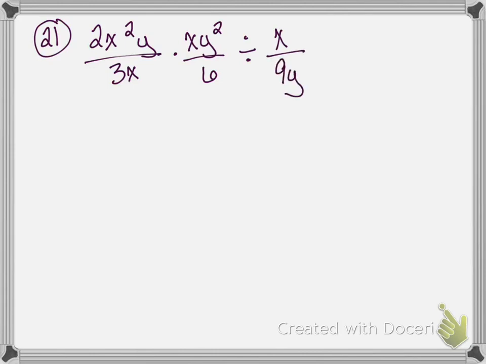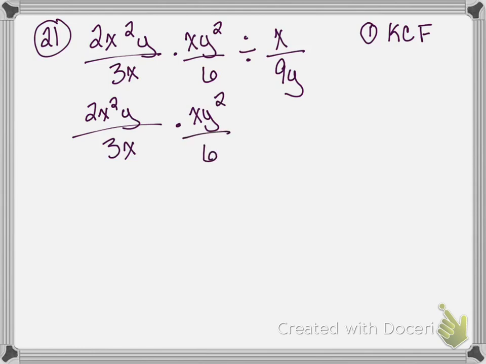Okay. In this particular one, we have multiplication and we have division. So the first thing that we want to do is our keep, flip, change, but it's keep, change, flip. Okay? Keep, change, flip. So I'm going to rewrite it. I'm going to have 2x squared y over 3x times xy squared over 6. And I am flipping the last one because that's where the division sign is. So then I end up with 9y over x. Okay?